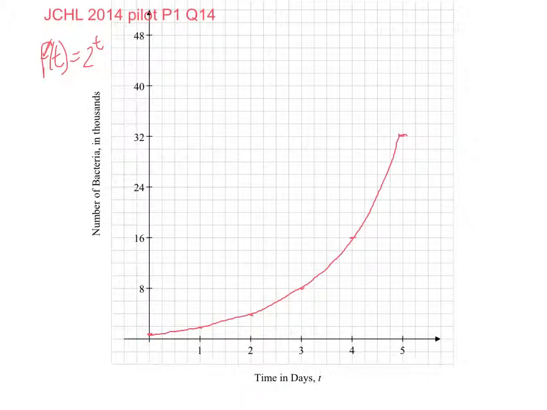And then if we look at the second function, g of t was 2t squared plus 2t plus 1. So when we work through those values, g of 0 is 1, g of 1 is 4, g of 2 is 9, g of 3 is 16, g of 4 is 25, g of 5 is 36. And again, we can join those points up.